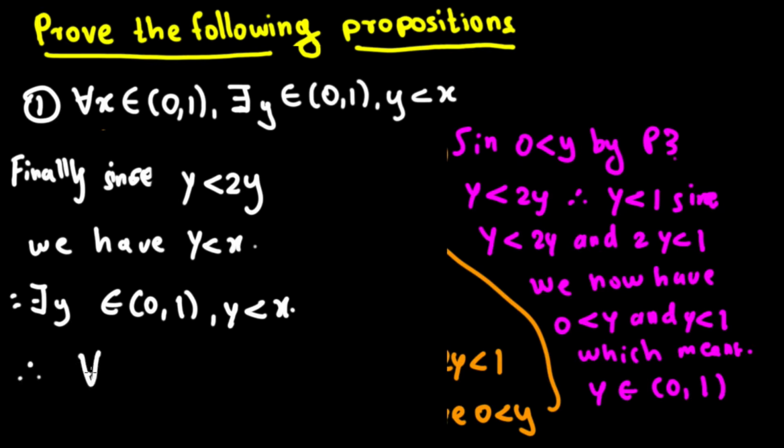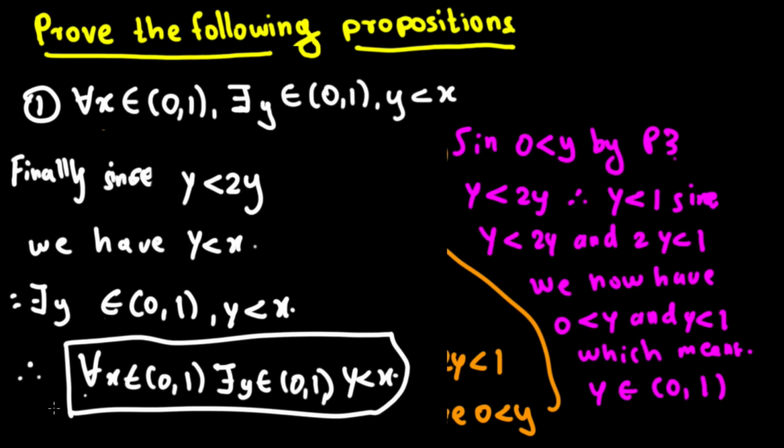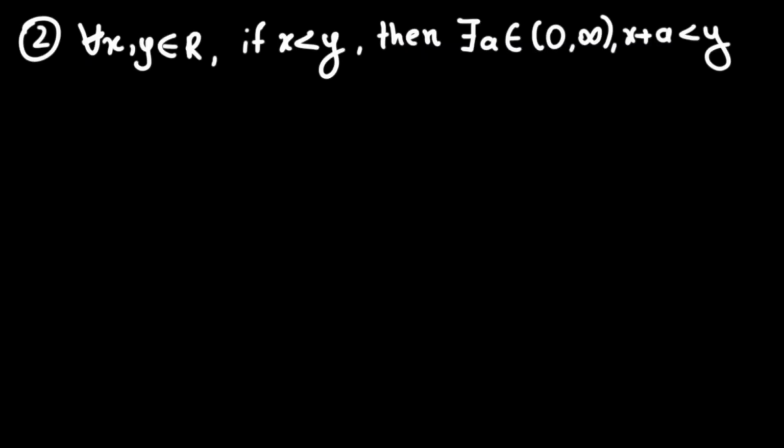Therefore for all x belongs to (0, 1), there exists a y belongs to (0, 1) such that y is less than x. That's what we want to prove. Okay, we proved this one. Now let's look at the next one. The next one says for all x, y belongs to the real numbers, if x is less than y, then there exists an a belongs to (0, infinity) such that x plus a is less than y. Okay, let's go ahead and prove this one.